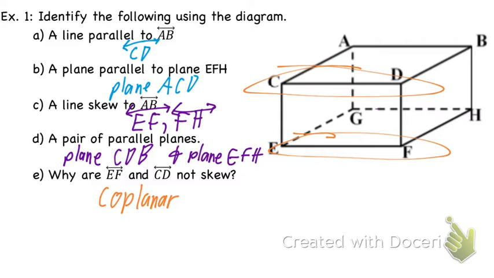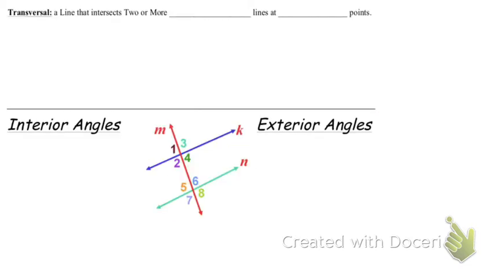All right, let's continue on. Transversal. So a transversal is a line that intersects 2 or more coplanar lines at different points.